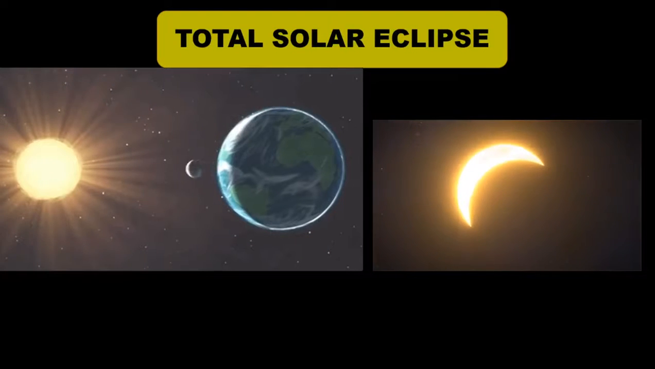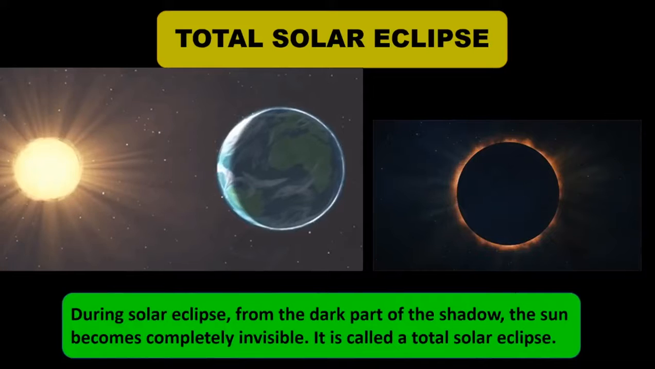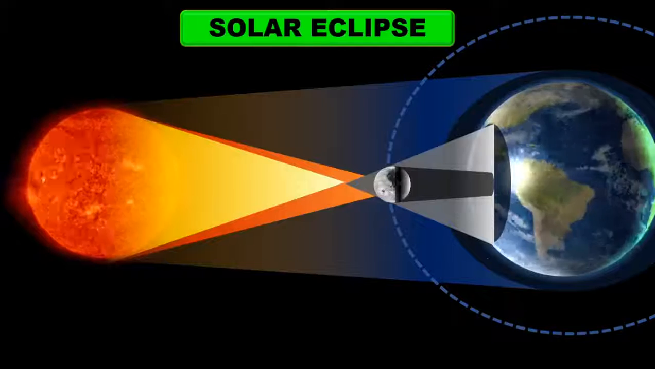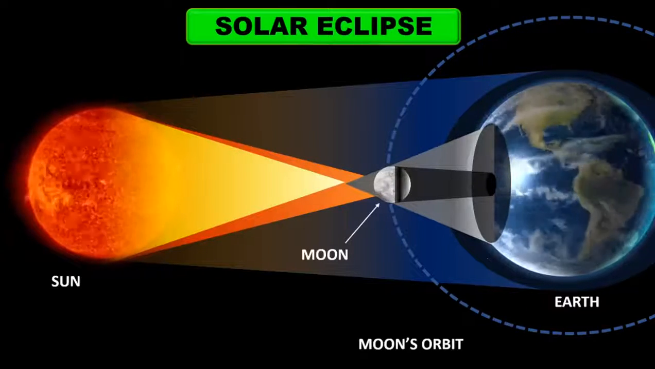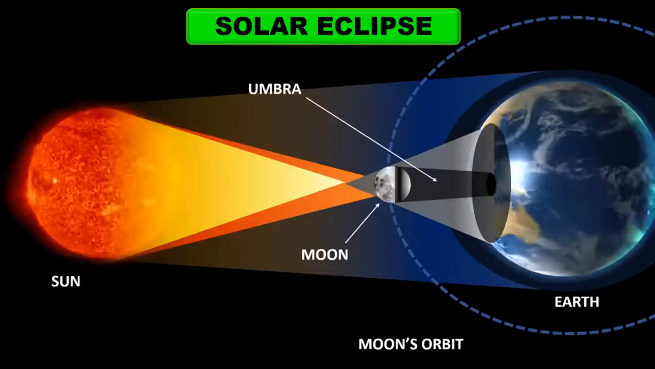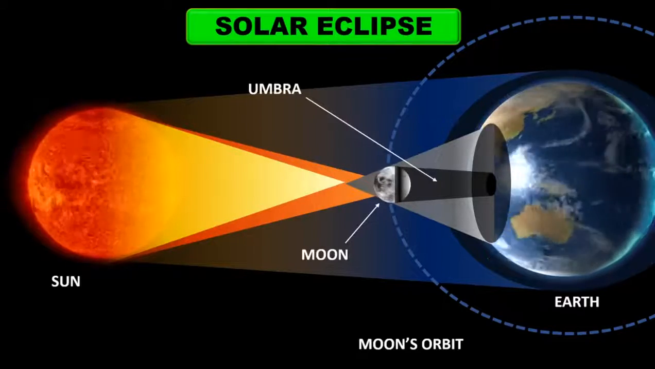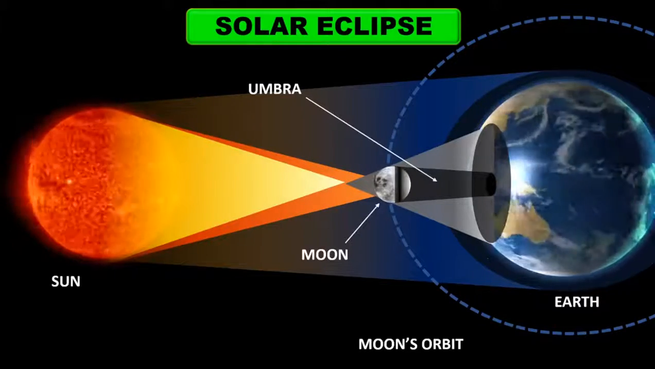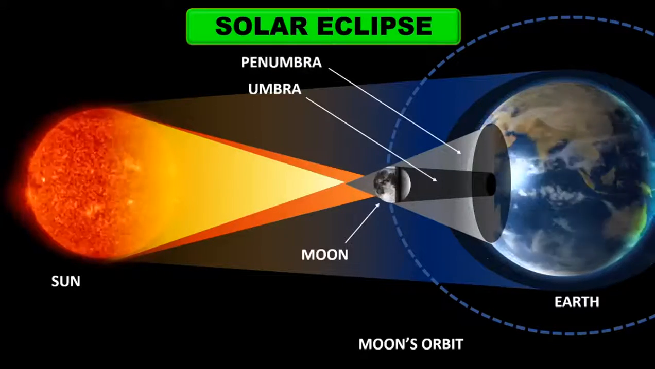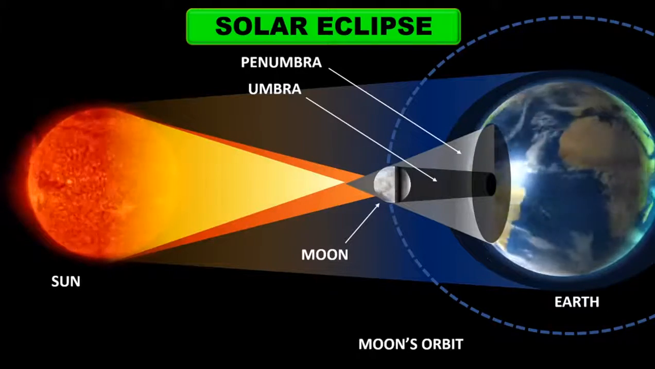Total solar eclipse. During a solar eclipse, the Moon comes between the Sun and the Earth. The Moon's shadow falls on the Earth. Students, you can see in the given picture, this shadow is of two types. The central portion of the shadow is darker, which is called umbra, and the remaining portion of the shadow is lighter, which is called penumbra.